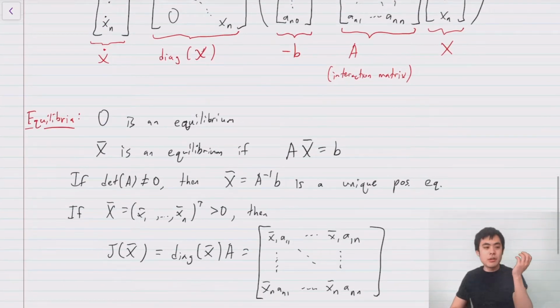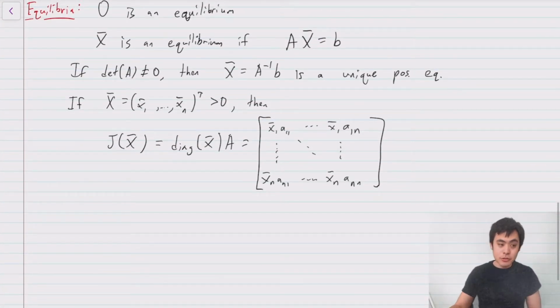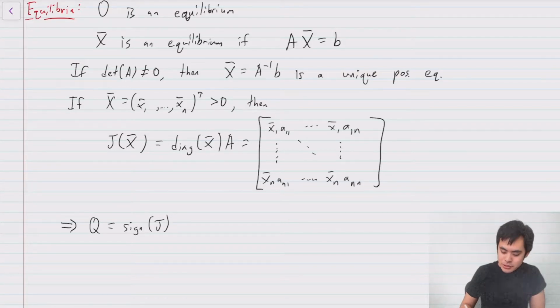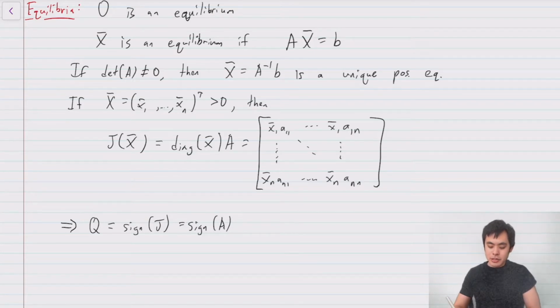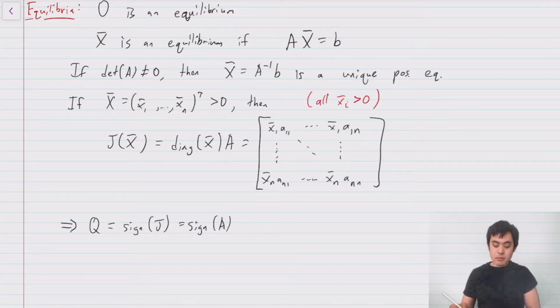Okay, and you can just use the definition of Jacobian and take the partial derivatives, and this will fall out. I'm not going to walk through that, but that is pretty straightforward. And so, in this particular case, for a positive equilibrium x bar, we get a really nice fact, which is that Q, which is equal to the sign of the Jacobian matrix, is also equal to the sign of A, because we assume that that was strictly positive. So all xi bar are strictly greater than 0. So this is true for a Lotka-Volterra system.